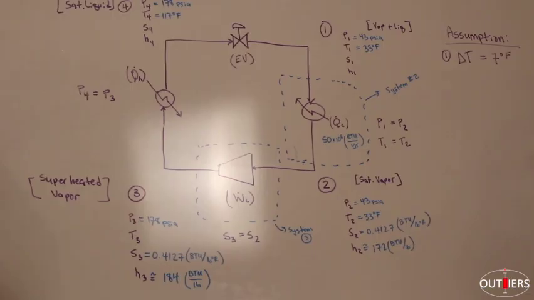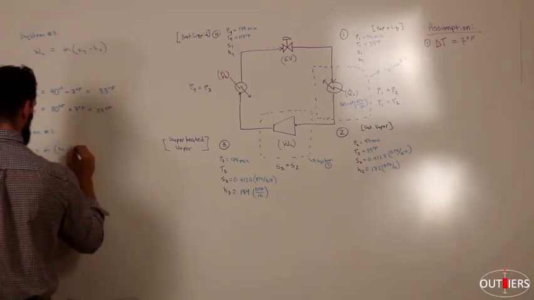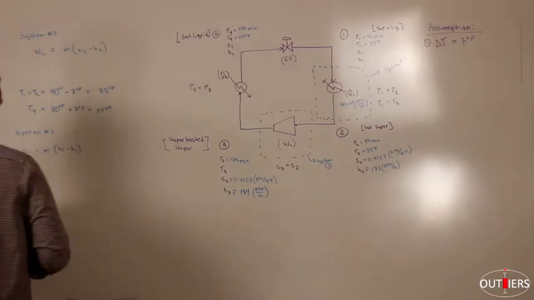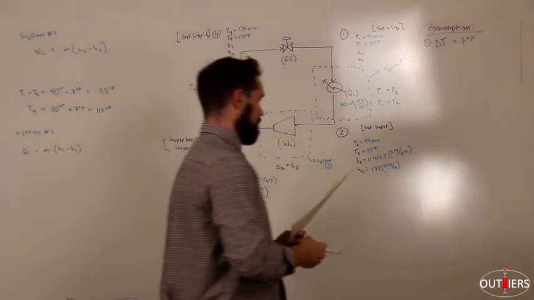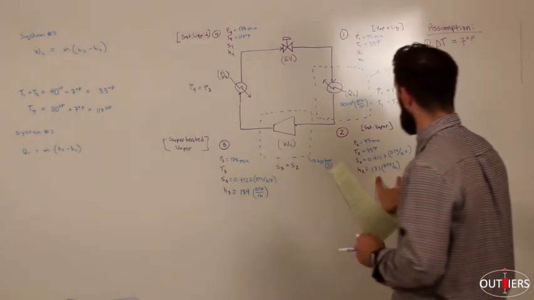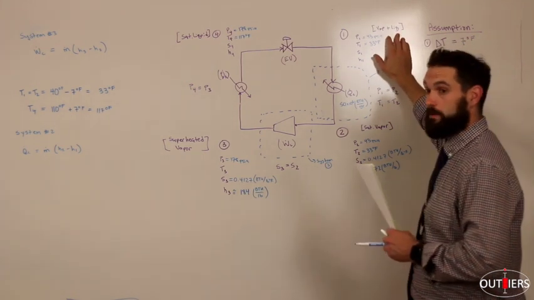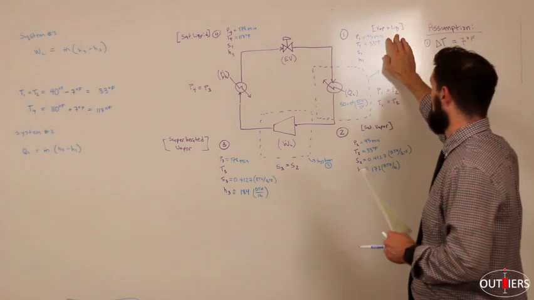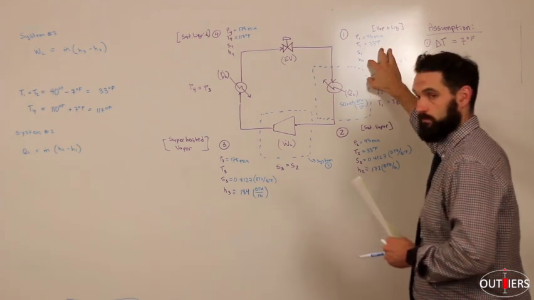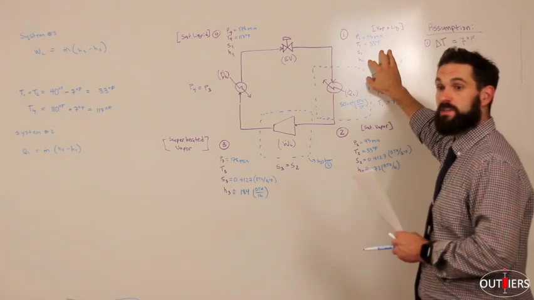I'll write out the energy balance for system number 2. Remember we said that QC is equal to M times (H2 minus H1). We know H2. But because this is partial vapor, partial liquid, and we don't know the fraction of each, we can't know H1. So are we stuck?